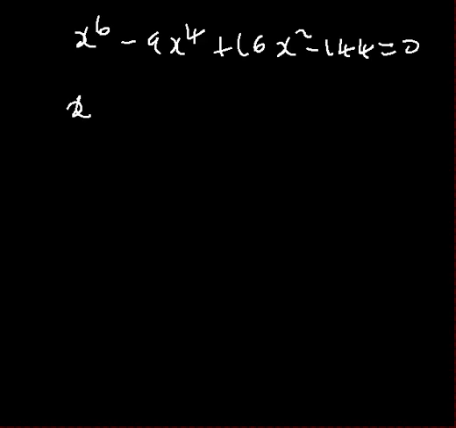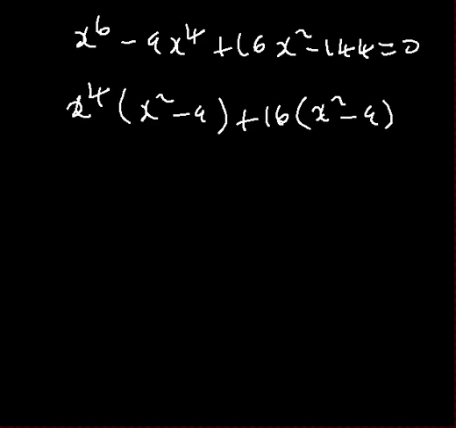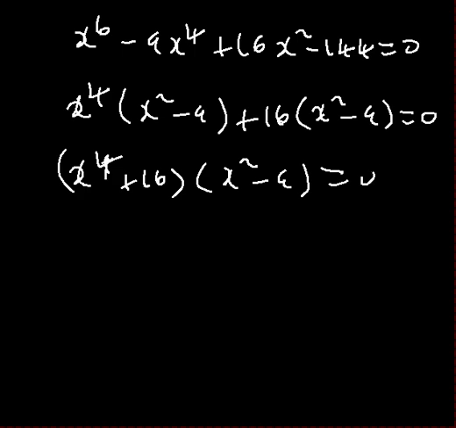That is x to the power 4 times (x squared minus 9), and also plus 16 times (x squared minus 9), which is equal to 0. From there we have (x to the power 4 plus 16) times (x squared minus 9) is equal to 0. Take it from here and see how you can solve for that.